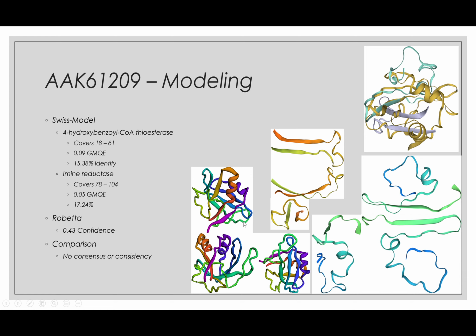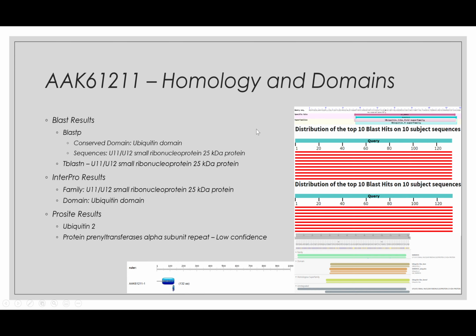You can see that here in the rainbow. If you look in the corner, the gold is the Robetta model. You can see that neither of the Swiss models really have any sort of consensus with the Robetta model. Given the higher confidence of the Robetta model, it is much more likely that that one better reflects what the protein might look like.